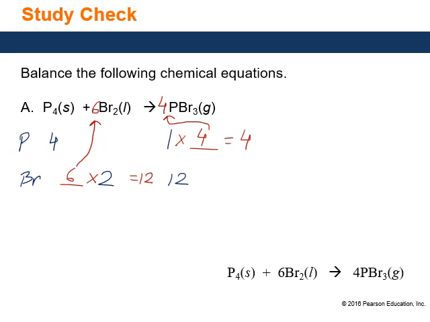Now, I think we have balanced it, but let's confirm. How many phosphorus do we see? 4. How many phosphorus do I see here? 4 times 1, 4. Bromine, 6 times 2, 12. Bromine, 4 times 3, 12. So now my chemical reaction is balanced.